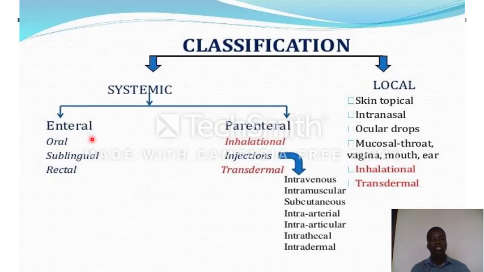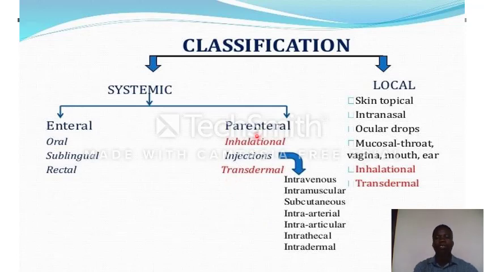Enteral, as I said, they are through the GIT. We give them through the gastrointestinal tract. And then parenteral is a route whereby when you serve the drug, it will get into the systemic circulation but not through the GIT. We have examples of enteral: oral, sublingual, then rectal. And under the parenteral, we have inhalational, injections, transdermal, intravenous, intramuscular, subcutaneous, intraarticular, intrathecal, and intradermal.